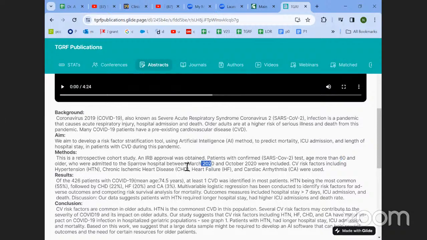So we looked at all these patients. You have to identify what period. So from March 2020 to October 2020, we included all these patients, and we identified the risk factors as hypertension, chronic ischemic heart disease, heart failure, arrhythmias. These are the criteria for inclusion. So we found about 426 patients with COVID. So this is the analysis of that data. So this is how you come up with the abstract.